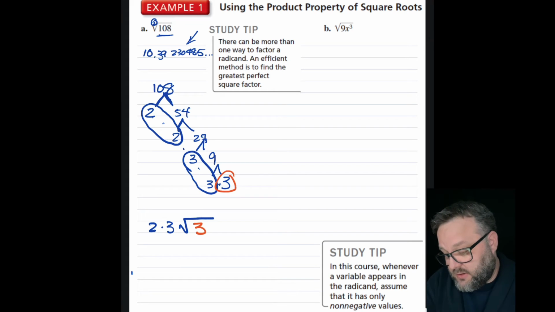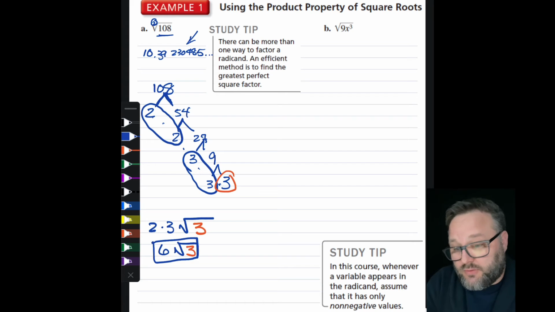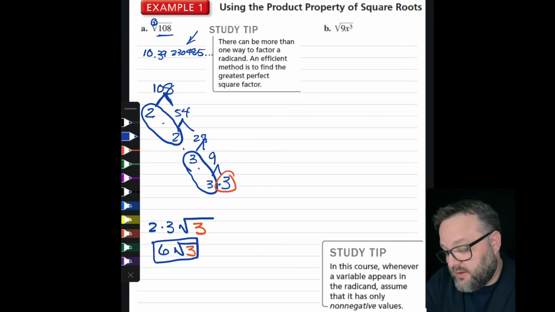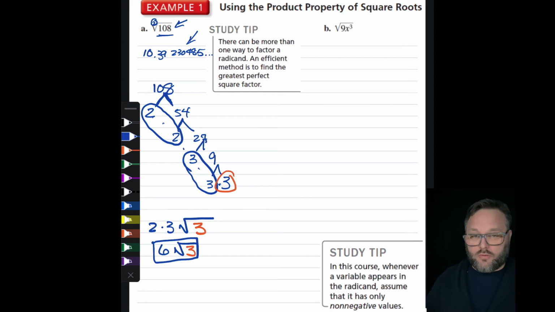Now, I can take 2 times 3, and I'm going to get an answer of 6 radical 3, and that means in its simplest form 6 times radical 3 is the square root of 108, or 6 times the square root of 3.